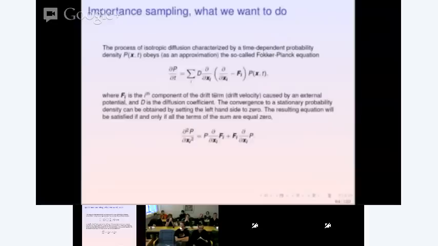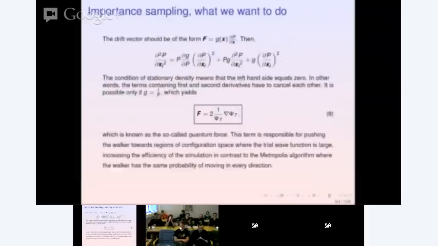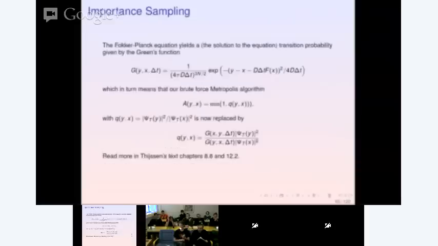The solution of that one is given in terms of something called a Green's function. If I plug in that specific drift term here, which is given equal to this term, I can actually solve that differential equation. And this is the equation for the solution of that problem in three dimensions.